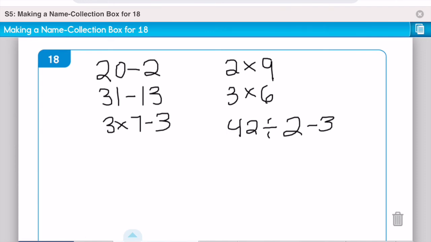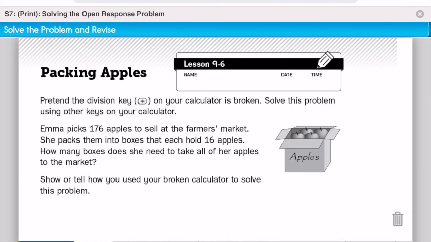All right. Next, I'd like you to get out your printed sheet of paper called Packing Apples. This is our open response problem. It says, pretend the division key, the divided by key, on your calculator is broken. Solve this problem using other keys on your calculator. Emma picks 176 apples to sell at the farmer's market. She packs them into boxes that each hold 16 apples. How many boxes does she need to take all of her apples to the market? Show or tell how you used your broken calculator to solve this problem.